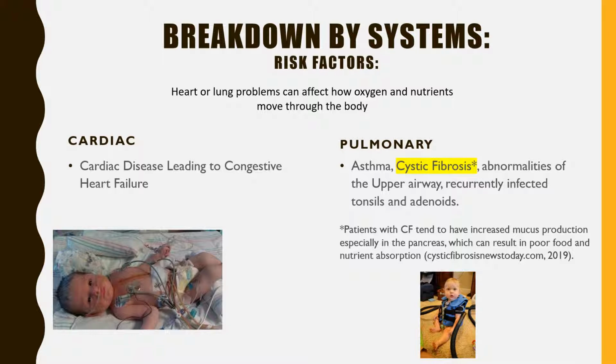Some more systems we can look at, with risk factors, are heart or lung problems. Those can affect how oxygen and nutrients move through the body. Cardiac disease leading to congestive heart failure, pulmonary such as asthma, cystic fibrosis, abnormalities of the upper airway, and recurrent infected tonsils and adenoids. If you look kind of here, patients with CF tend to have increased mucus production, especially in the pancreas, which can result in poor food and nutrient absorption. So cystic fibrosis, pulmonary and GI issues with that.